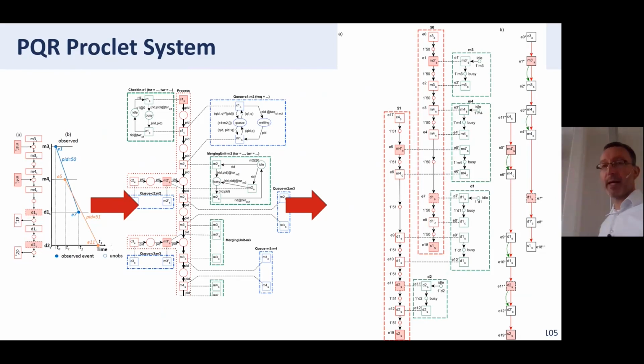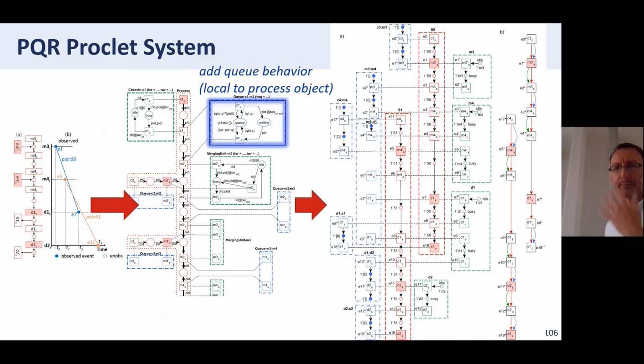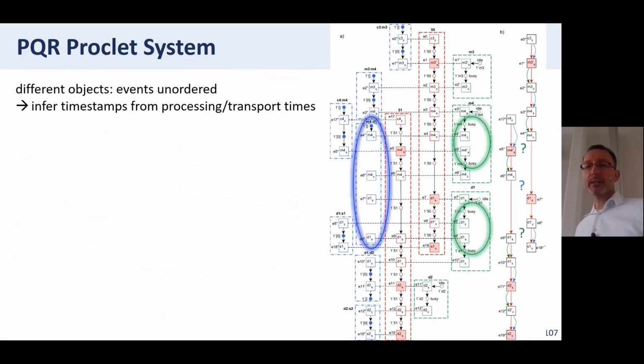So this is still local to the bag. I can do the same for the queue, wherever things are just local to one object. Now the interesting question is, what about between the two bags? This is where I maybe have a handover, where first the resource works on one bag and then on another one, or the queue. In which order do they come? And we get the order by inferring the timestamps of these unobserved events based on the processing and transport times.